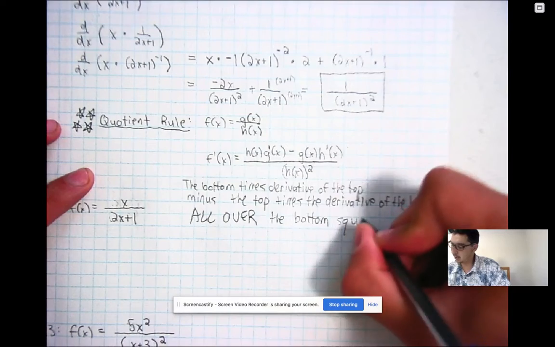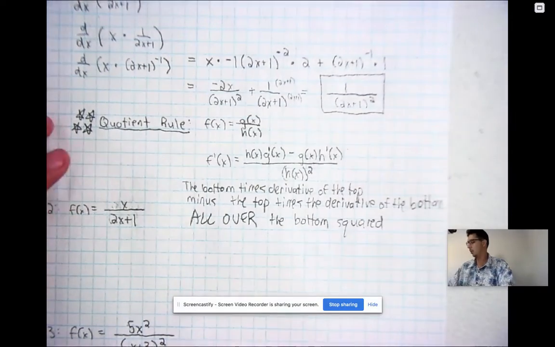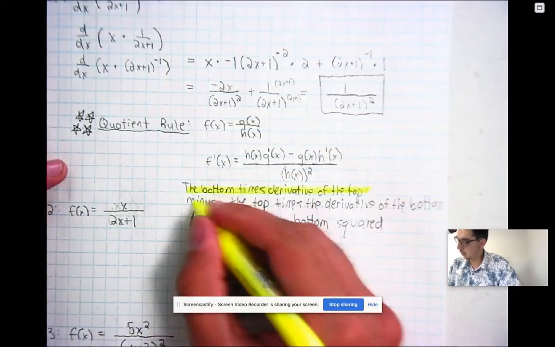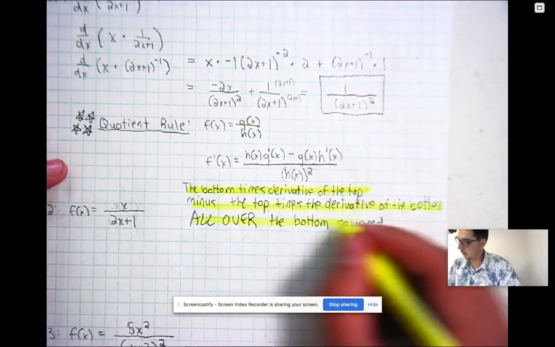And there is the quotient rule, which is going to be awesome and useful to us. And we're going to say it aloud. I'm going to put a text box in this video, just like the other videos.